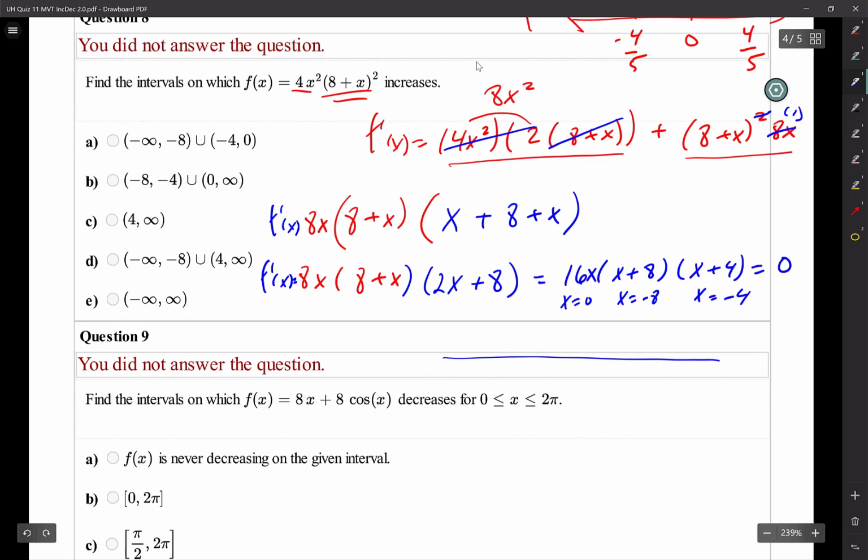So here we go. I'm going to do a number line. I'm going to call that f prime: -8, -4, and 0. If I choose a -10, negative times a negative times a negative, that's going to be a negative. If I choose a -5, negative times a positive times a negative, that's going to be a positive. If I choose a -1, negative times a positive times a positive, that's going to be a negative. And if I choose a 1, all of them are positive. What do they want to know? Increase? -8 to -4 and 0 to infinity.